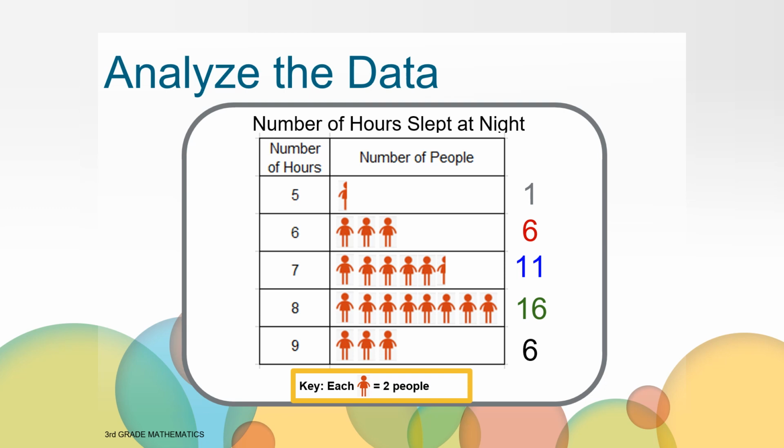How did you figure out how many people were part of our survey? I bet that you were thinking you had to combine or put together all of the data or all of the people that we were counting. If that's what you did, then you got the answer 40.